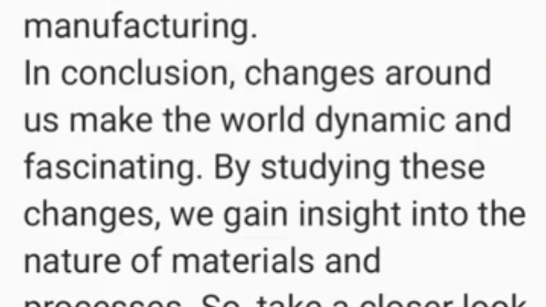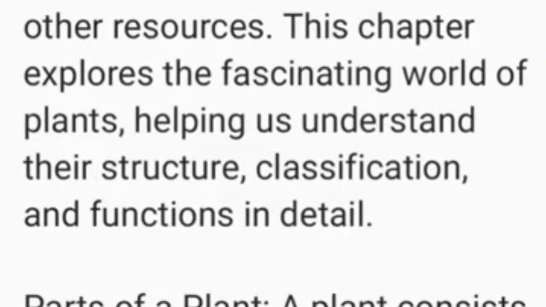In conclusion, changes around us make the world dynamic and fascinating. By studying these changes, we gain insight into the nature of materials and processes. So, take a closer look at the transformations happening around you and appreciate the science that makes them possible.